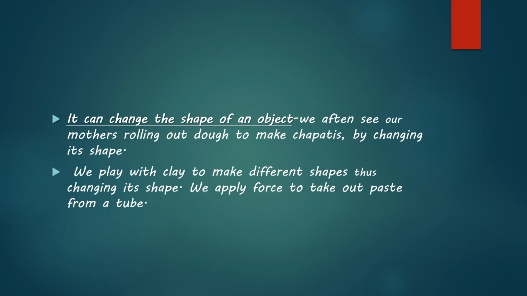It changes the shape of an object. So force can also change the shape of an object. Now, how is that possible? We have seen our mothers rolling out dough to make chapatis in circular shape. You always eat parathas in triangular shapes or rotis or chapatis. So how are these made out of dough? Our mothers roll out dough to make these chapatis, and in this way the shape of the dough is changed by applying a force.